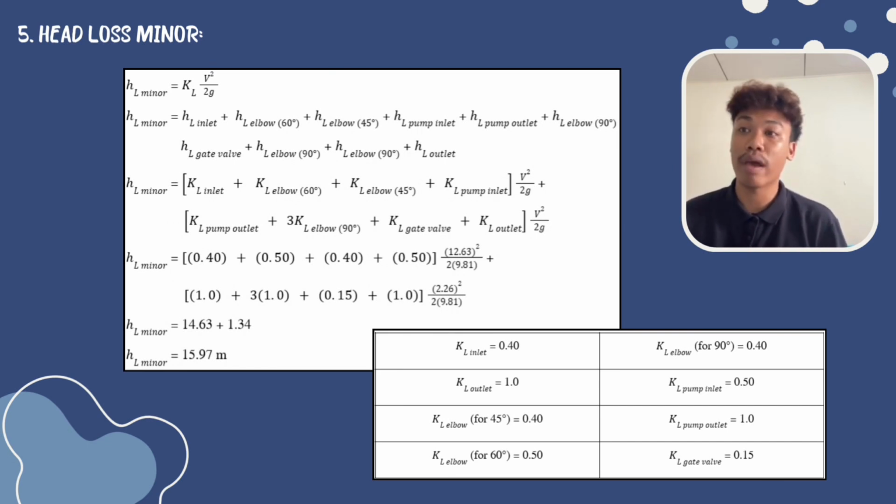In this case, we have 8 parts of head loss minor: first the inlet, elbow 60 degree, elbow 45 degree, pump inlet, pump outlet, 3 elbow 90 degree, gate valve, and outlet. The inlet, elbow 60 degree, elbow 45 degree, and pump inlet have the same velocity, and the pump outlet, 3 elbow 90 degree, gate valve, and outlet also have the same velocity. After that we calculate by using this formula, and then we get the value of HL minor.